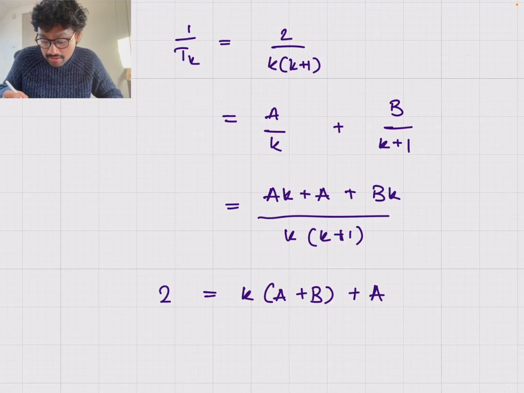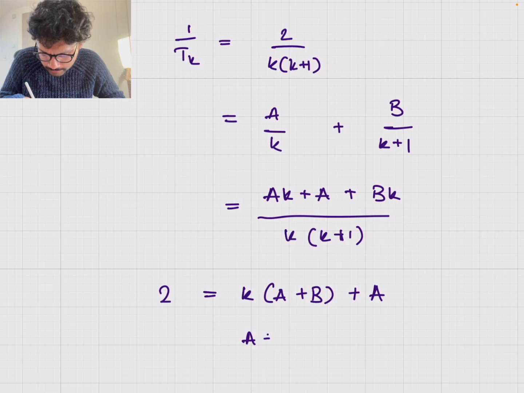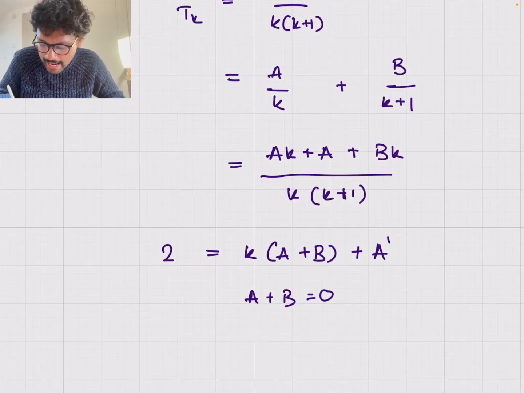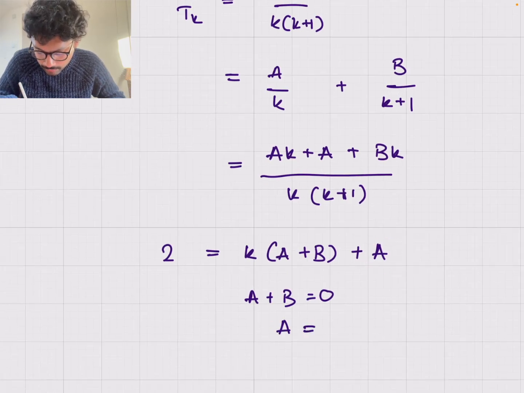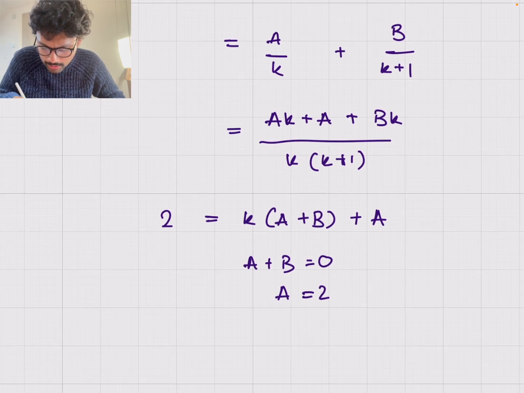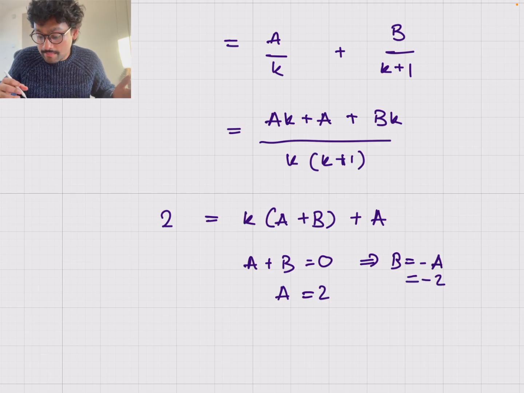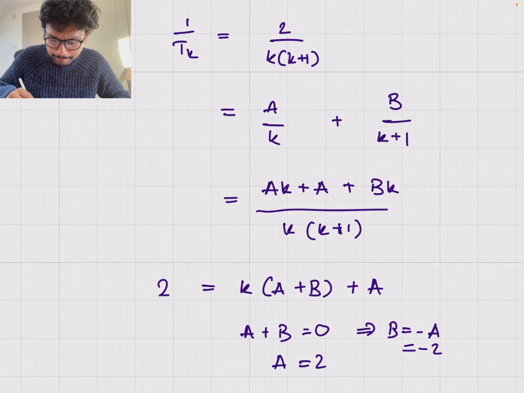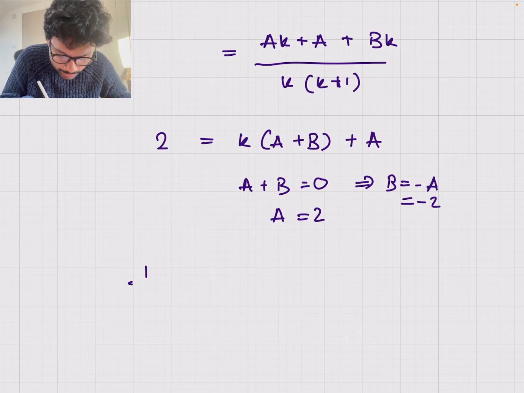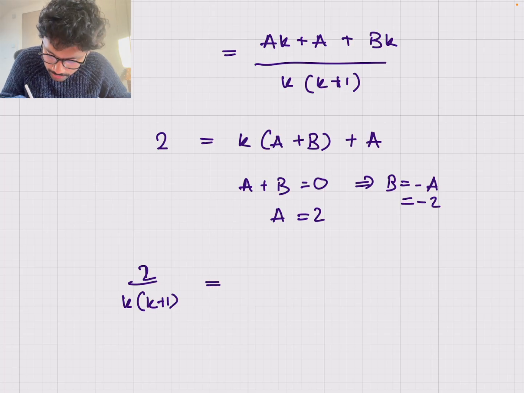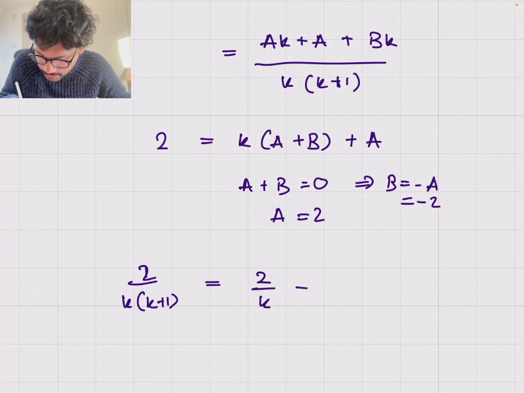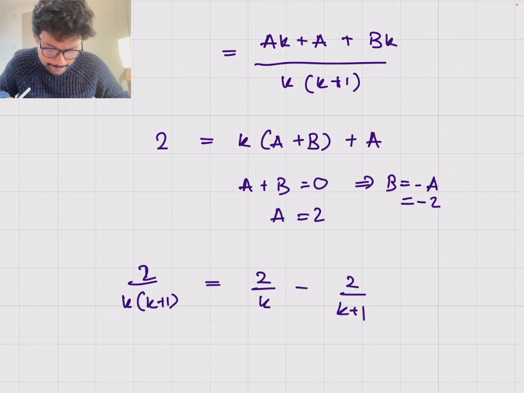So in theory, if this a and this b cancel each other out, in that a plus b is equal to 0, and a was just simply equal to 2, well then we can look at b and say that it's just minus a, which is minus 2. So we found a and b, and we can go back and say that 2 over k plus 1 is equal to 2 over k minus 2 over k plus 1.